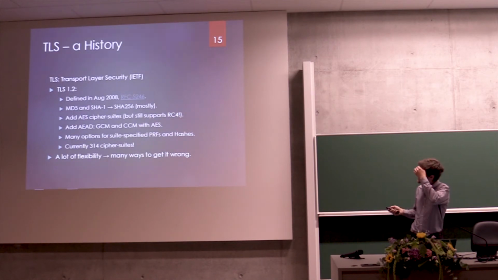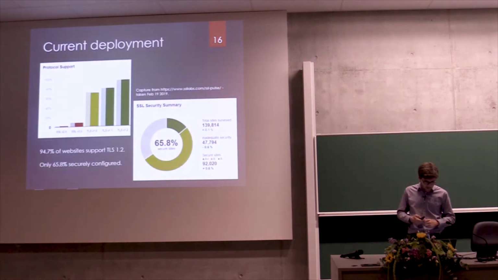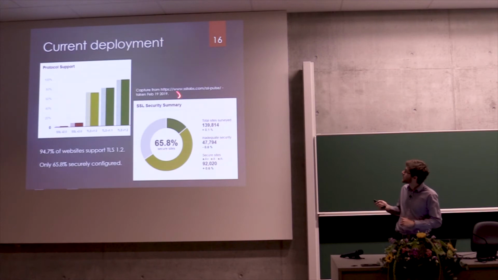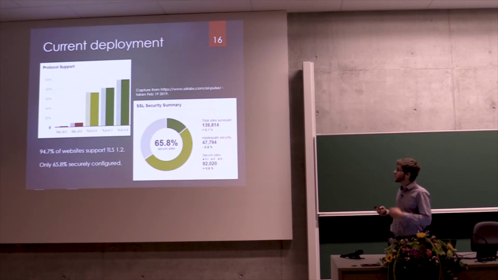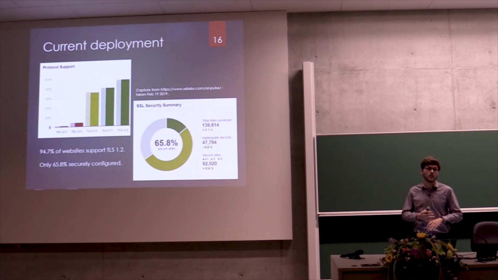So this leads to many different options, and like I said before, 314 different possible cipher suites, which means many ways to get it wrong. So this is how the internet looks today. Well, that was in February this year. 95% of websites support TLS 1.2. That's good. 5% of them is still a lot, but it's not the major ones.